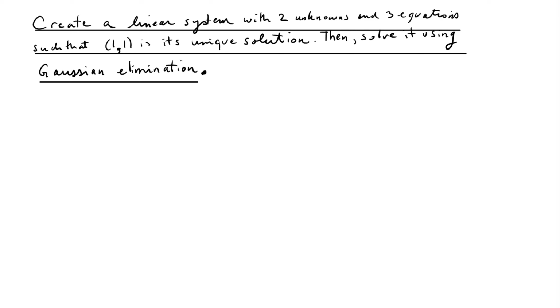Now, here's a question, which is the kind of question that I'd like to ask on a test because it forces you to create something and then use a technique we've seen in class to solve it. So we're asked to create a linear system with two unknowns and three equations, such that (1, 1) is its unique solution, and then we're asked to solve it using Gaussian elimination.